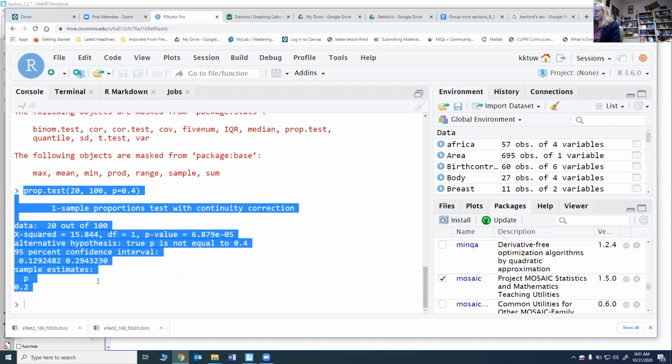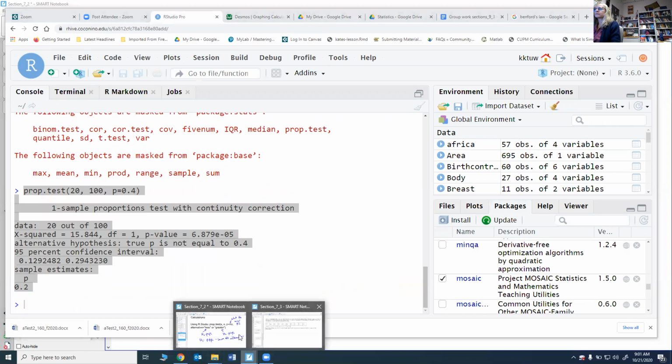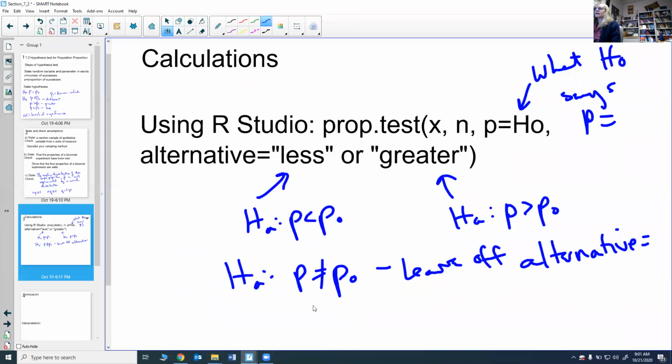I want to show you what all these things are. The reason I did this is just to show you what all these things stand for, and go through this. But I do want to mention just a couple of things, just to make sure you all know what these are. X is how many successes you found.